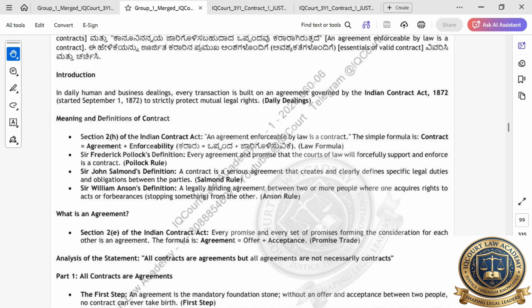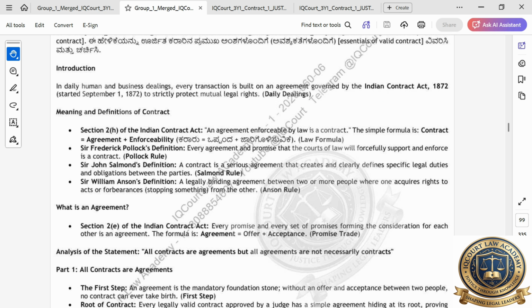I already explained, in daily human business, every transaction is built on an agreement governed by the Indian Contract Act 1872 to strictly protect the mutual legal rights. See, these are all tricks only for your understanding. Don't write it in the exam. These are all tricks provided to IQCourt Law Academy students.